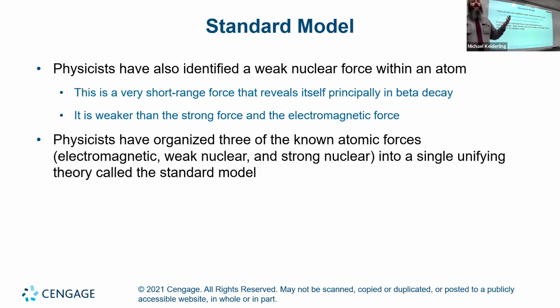And these known atomic forces, the electromagnetic, weak nuclear, and strong nuclear, have all been organized into a unifying theory called the Standard Model. So we understand how they would merge at high energies and things like that. The weak nuclear force is what allows most common radioactivity to occur. So beta decay is a process by which protons can turn into neutrons and neutrons can turn into protons. So it's one of the important types of radioactivity, and it involves the weak nuclear force.